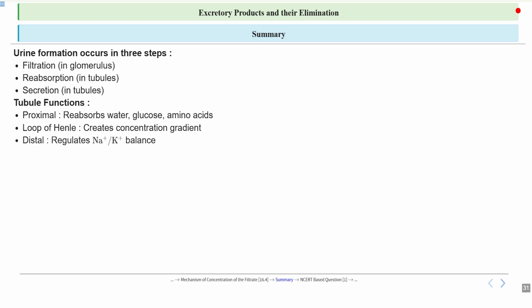Then we talked about the distal tubule. It helps in regulating the balance of sodium and potassium ions. This fine tuning ensures that the body's electrolyte levels remain stable, which is very important for nerve and muscle function. Then we talked about the collecting duct, which is the final stage for water reabsorption. Here, the body decides how much water to release or to keep, depending on hydration levels and hormonal signals. I've already discussed the concentration mechanism.